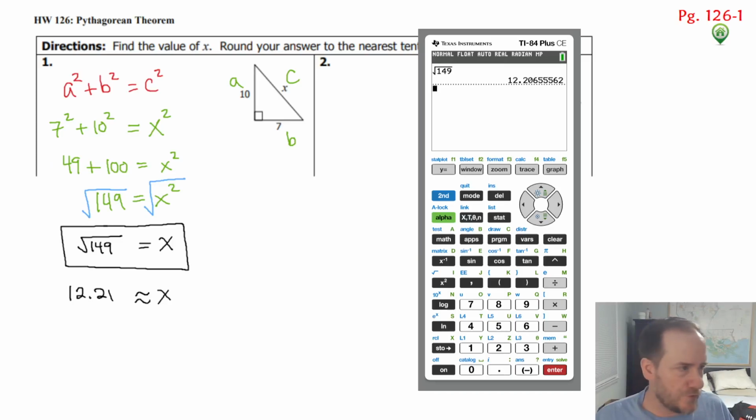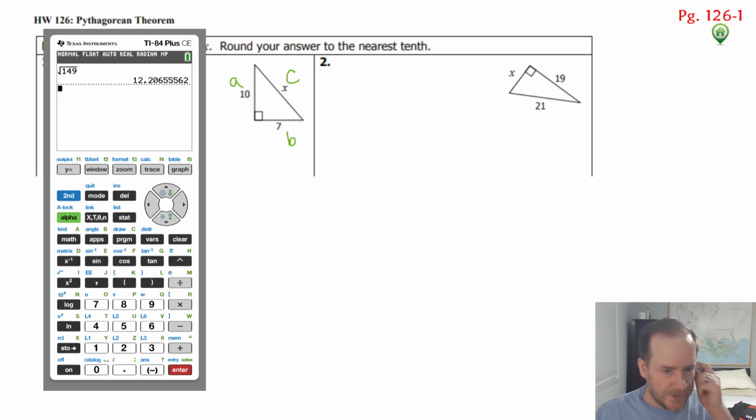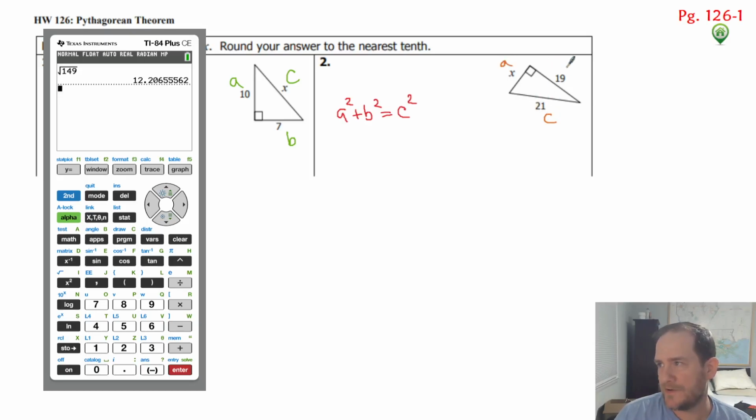To do number 2, let me mess around with this a bit, move the calculator out of my way. Hopefully that worked. So we can do number 2 now. In number 2, we're still going to use Pythagorean theorem, so we're still going to start with a squared plus b squared equals c squared. And again, make sure that the hypotenuse is c. So this time around, 21 is the hypotenuse, so that's your c. Your x and your 19 can be a and b. So when you plug in, x squared will actually be over here on the left-hand side this time. And then we'll get 19 squared, and that'll equal 21 squared.